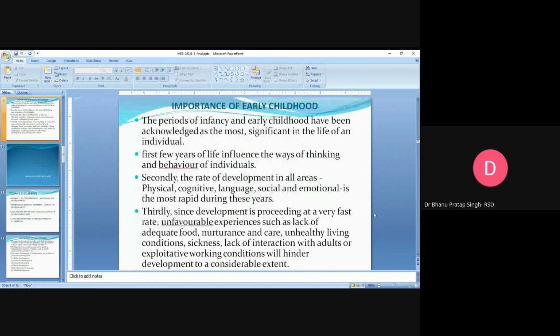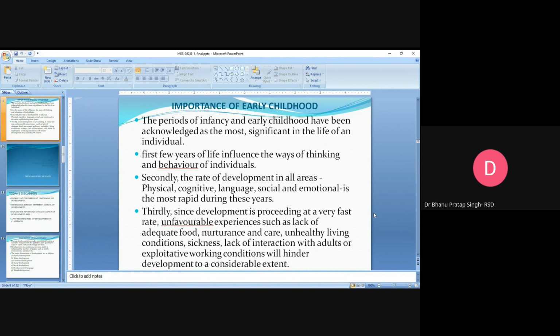This is the importance of early childhood. What is the importance of early childhood and how is it linked with growth and development? The period of infancy and early childhood has been acknowledged as the most significant in the life of an individual, because rapid development is found in that particular age group. So it is a base, the first pillar of development. The first few years of life influence the way of thinking and behavior of individuals. Secondly, the rate of development in all areas, physical, cognitive, social, language, emotional, is most rapid during these years.